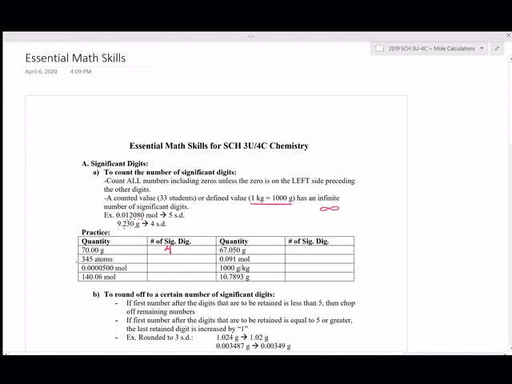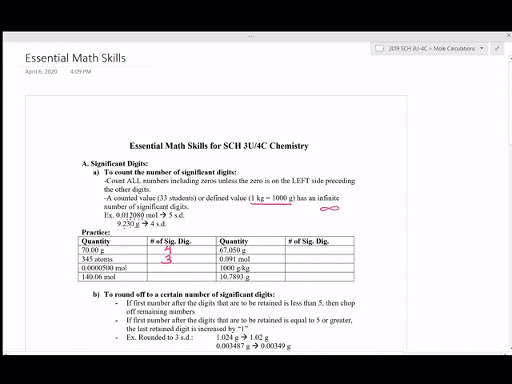This is a funny one, 345 atoms. It kind of sounds like somebody counted 345 atoms, but realistically, we know we can't even see atoms, so there is no way we could have counted them. So this is not infinite. This is 3 significant digits.